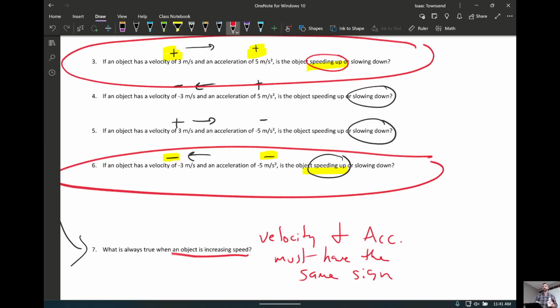This is the one they like to ask people because this is the one that's not real intuitive. Students think that as soon as you see a negative acceleration, that means you're slowing down. It does mean you're slowing down if you're going to the right, but if you're going to the left, it's speeding up. The rate of change towards the left is increasing.